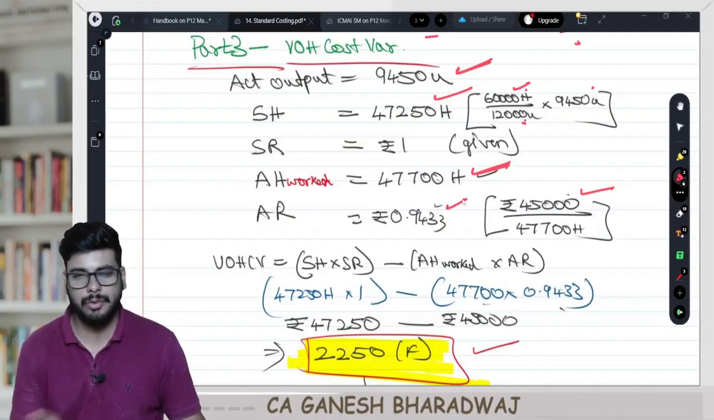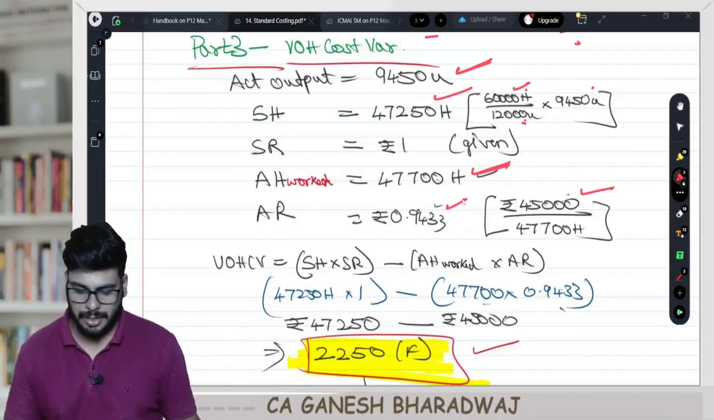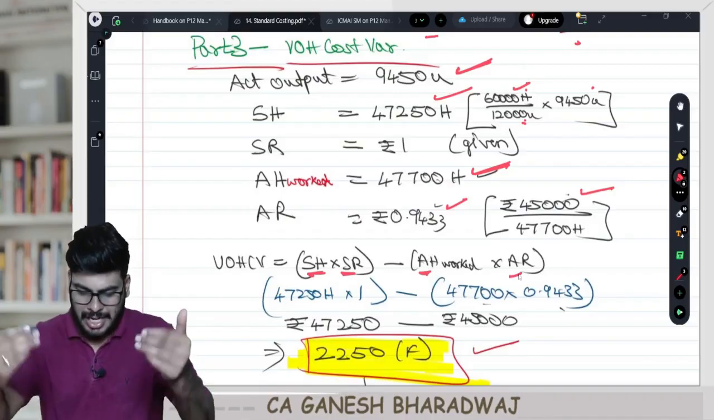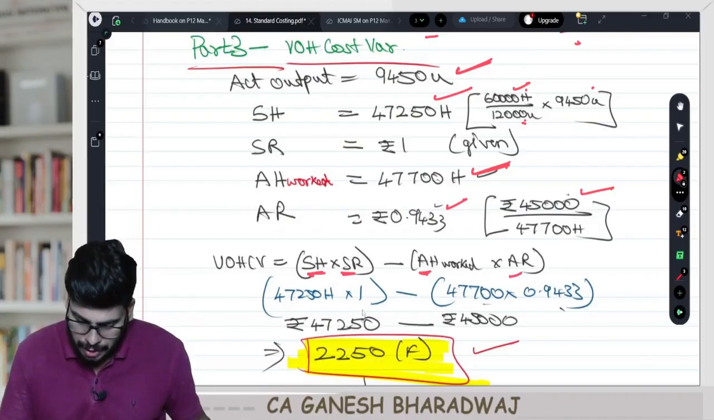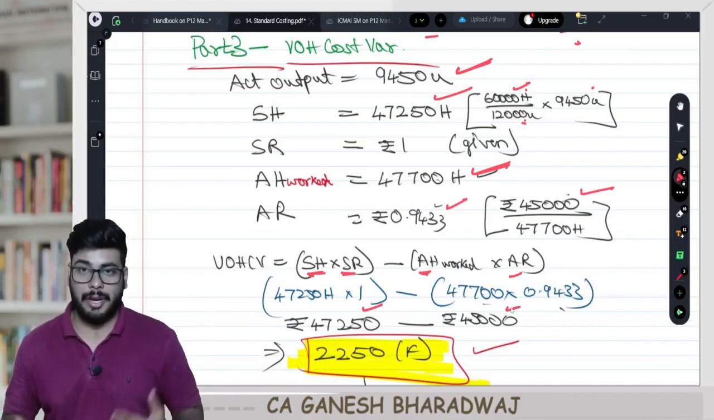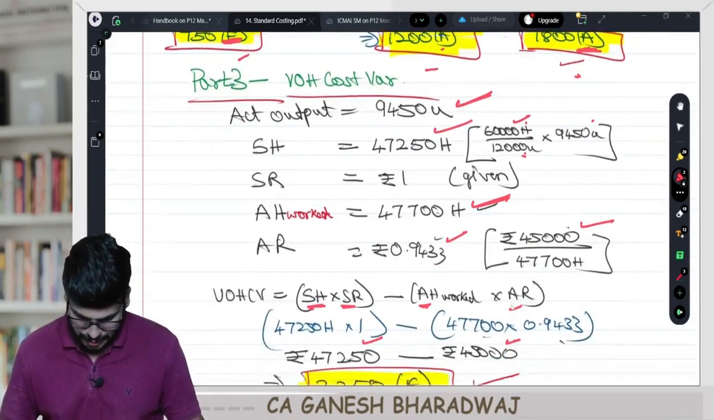So now what you need to do is just apply the formulas here. Variable overhead cost variance is standard hours into standard rate minus actual hours into actual rate. Just plug in the figures respectively. You should have incurred 47,250, you have actually incurred only 45,000, so 2,250 is a favorable variance. Clear with this, guys? All right.